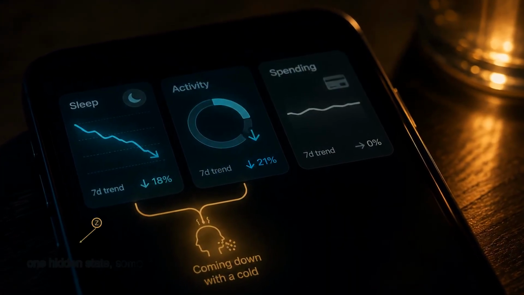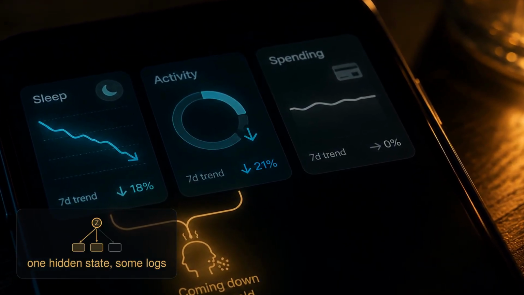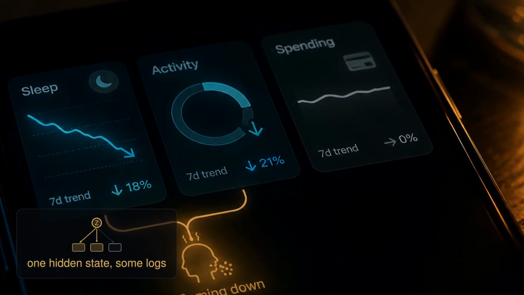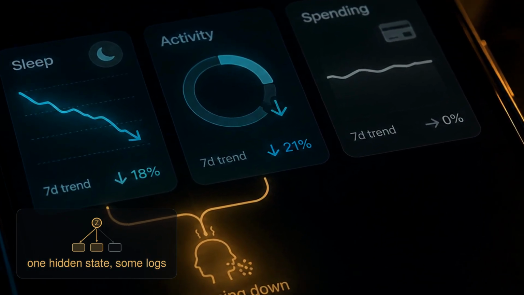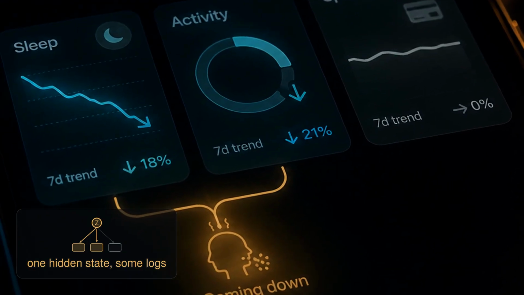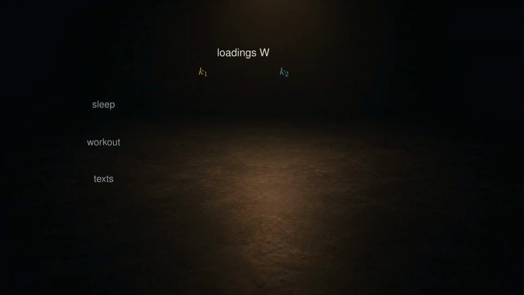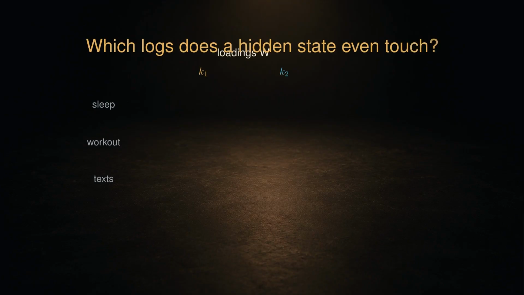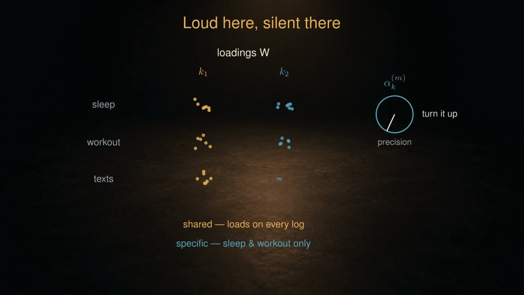Notice what just happened. That cold coming on state hammered your sleep and your steps, but it left your spending completely alone. A hidden state doesn't have to touch every log. Some drivers are loud in one corner of your life and silent everywhere else. So the model needs a way to decide, on its own, which logs a given state even reaches. Here's the whole grid of loadings, every hidden state, in every log. This first state, in gold, has weight in all of them. It's a shared factor, part of every channel. This second one loads on sleep and workouts, but on texts it's essentially nothing. And that's not something we told it.